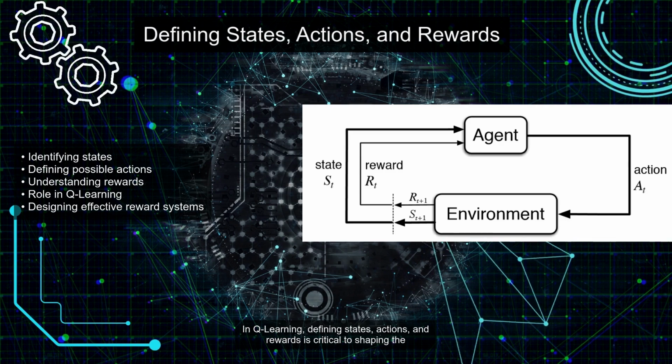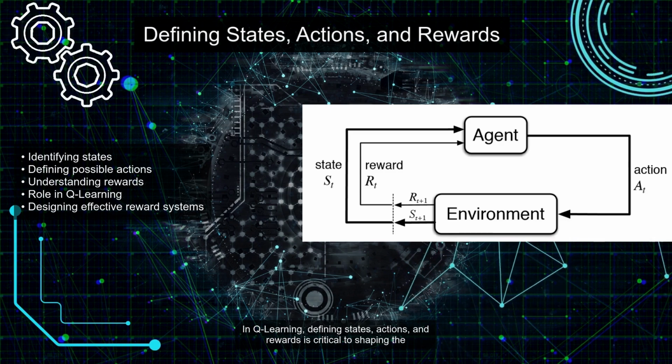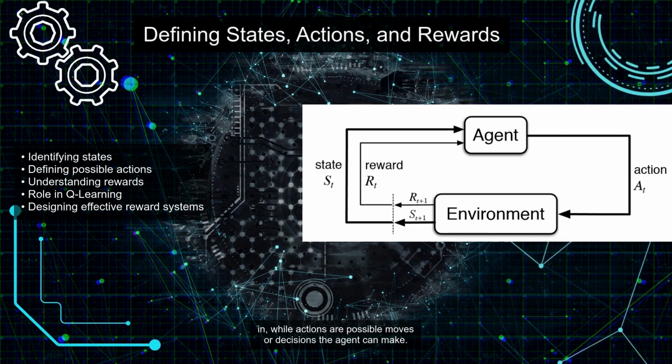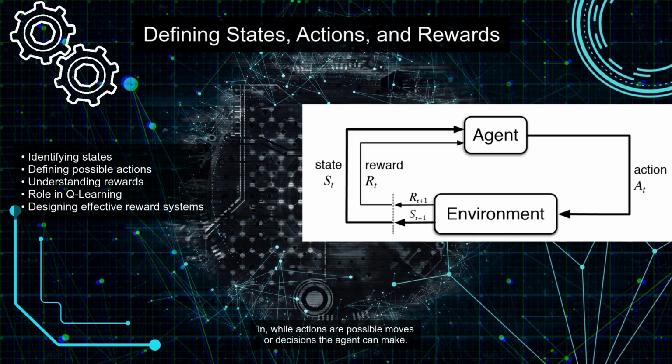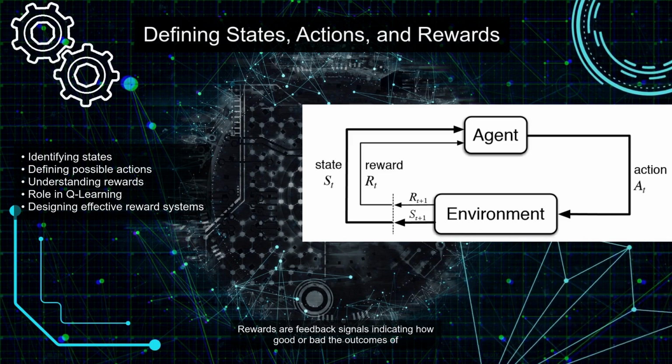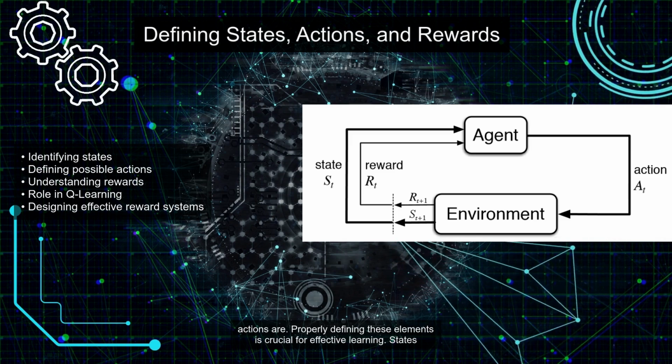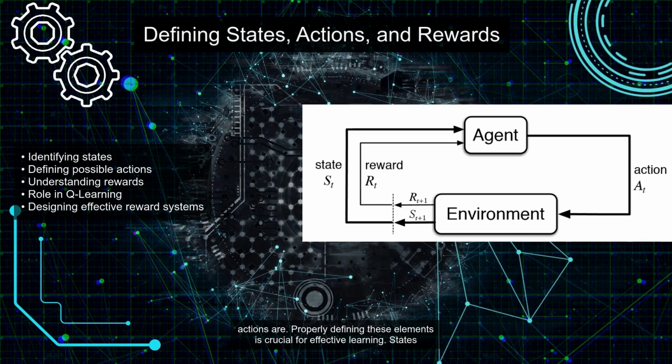In Q learning, defining states, actions, and rewards is critical to shaping the learning environment. A state represents a specific situation the agent can be in, while actions are possible moves or decisions the agent can make. Rewards are feedback signals indicating how good or bad the outcomes of actions are. Properly defining these elements is crucial for effective learning.